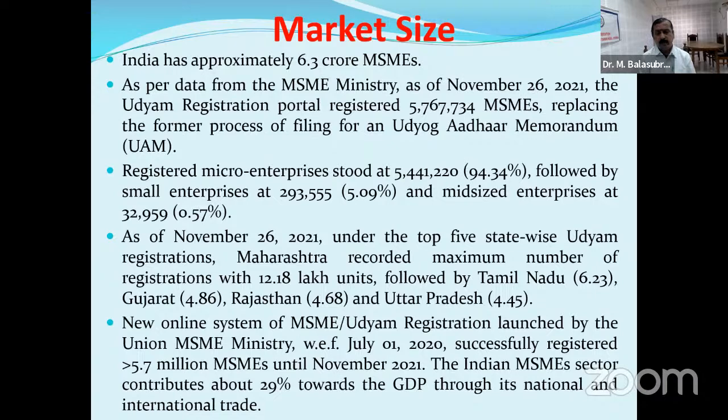As of November 26, 2021, under the top 5 states-wise Udyam registration, Maharashtra recorded the maximum number of registrations with 12.818 lakh units, followed by Tamil Nadu 6.23, Gujarat 4.86, Rajasthan 4.68, and Uttar Pradesh 4.45. The new online system of MSME or Udyam registration launched by the Union MSME Ministry with effect from July 1st, 2020, successfully registered more than 5.7 million MSMEs until November 2021.